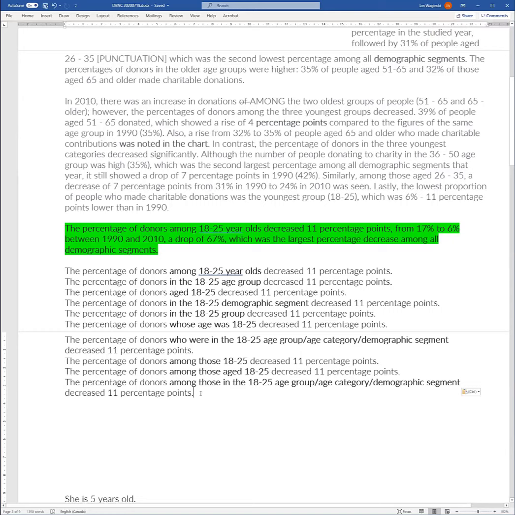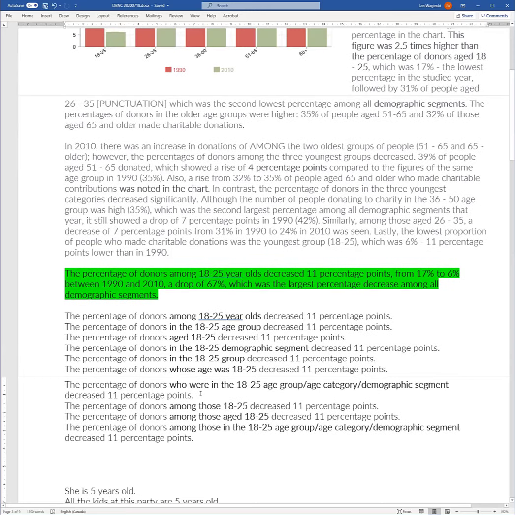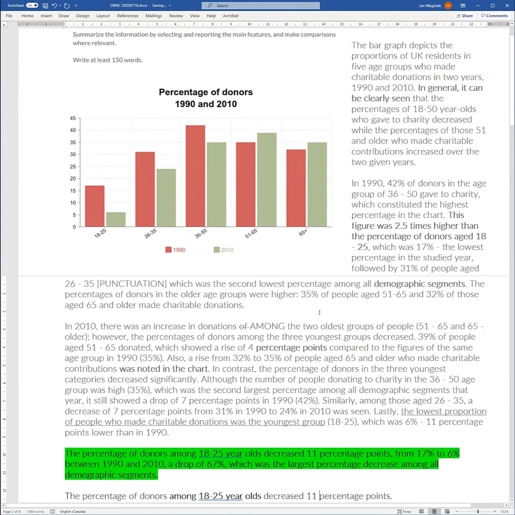The only problem I've got, John, is the percentage, the 67% from the ratio. Sorry, what's your question? I had a problem finding the percentage, like the 67%. When I was comparing the percentage points, I had no problem because it's the difference between the 18 and 25 in 1990 and 2010. But for the percentage, the 67%, I didn't find the details, and I didn't know how to do it.